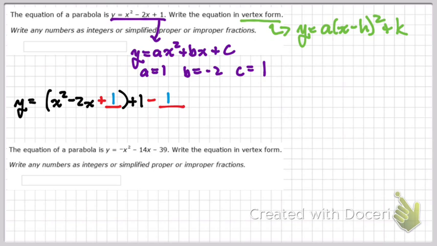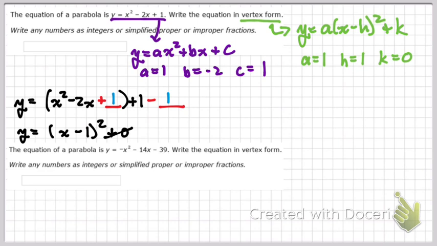And when I factor it, I get x minus 1 times x minus 1, which we write as x minus 1 squared. Then I have to simplify this part right here, which is 1 minus 1, which we know to be 0, which we normally don't write. But now we have the vertex form. So we can say what A is, we can say what H is, and we can say what K is.